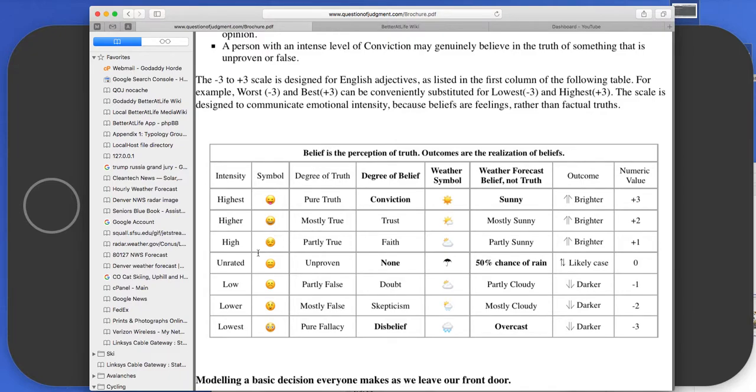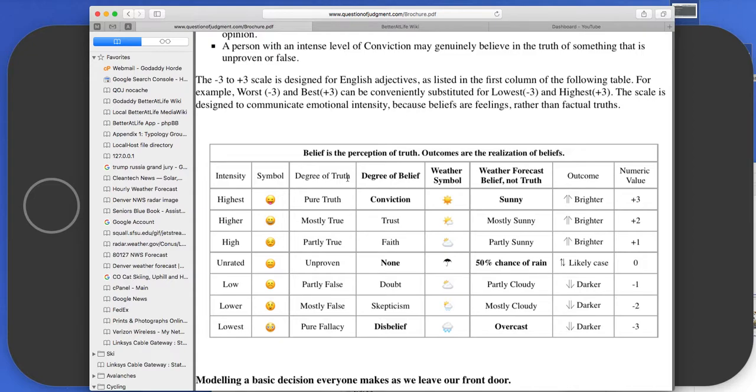In this table here, we can outline the basic differences between a degree of truth and a degree of belief. And we'll use weather as an example. You'll notice in the title, belief is a perception of truth, and outcomes are the realization of beliefs. So what we're really trying to do is make a connection between what we believe and then what eventually happens. So beliefs are more like feelings, and truths are more like evidence.